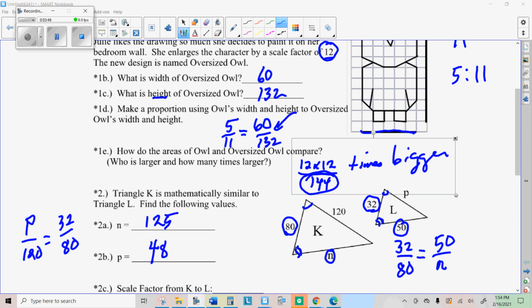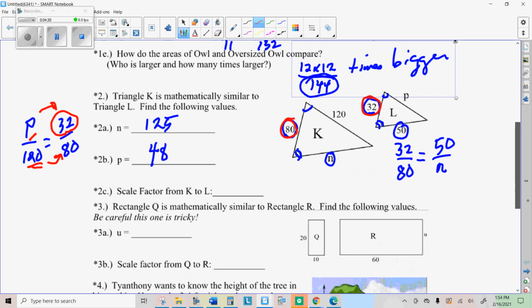All right. Here's what I got on that, and just showing you how I set up the proportion to find p. So I took p from the little triangle, 120 from the big triangle because it's in the same side as p. And then I took a number from the little triangle to match up with the p here, and then a number from the big triangle of corresponding sides, 32 and 80.